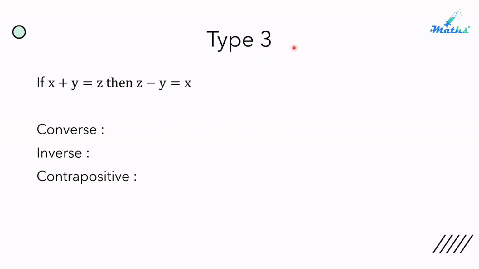Here is the last type of the question. So here we have a statement: if x plus y equal to z, then z minus y equal to x. So you would like to do the converse. So the answer is if z minus y equal to x, then x plus y equal to z. Just take the first equation to the back and take the second equation to the front. It's quite easy, right?